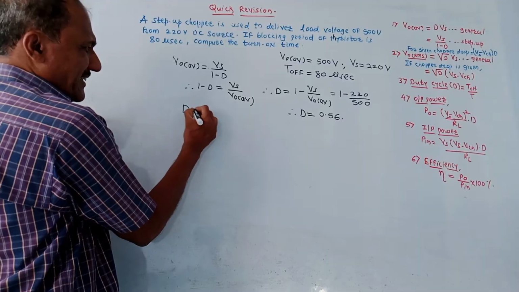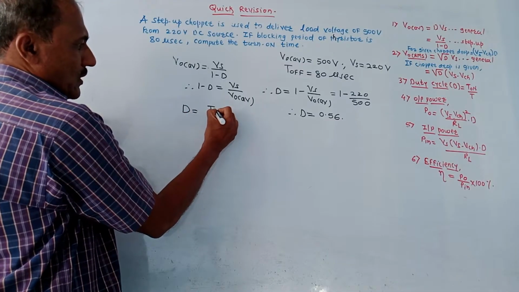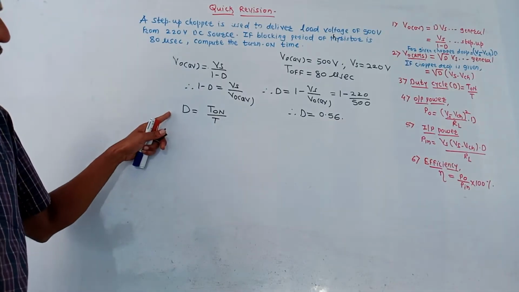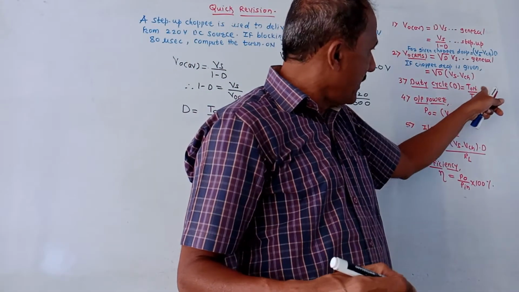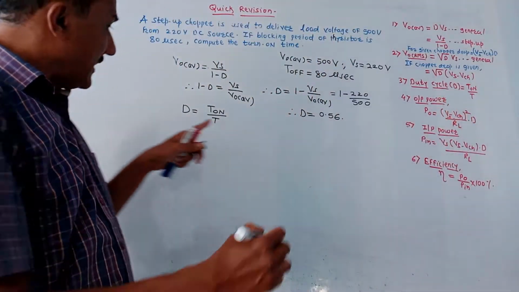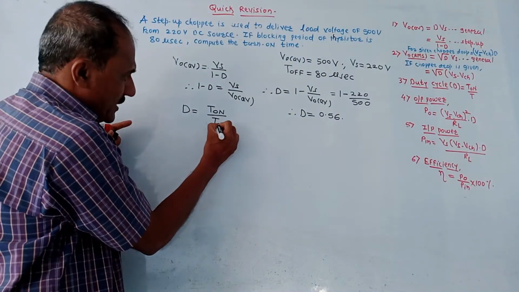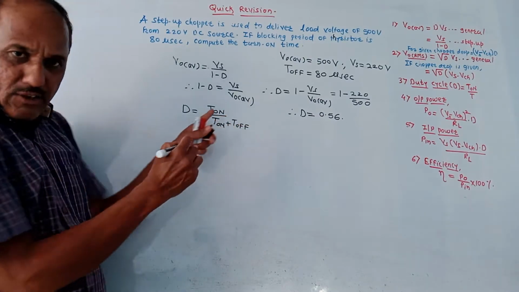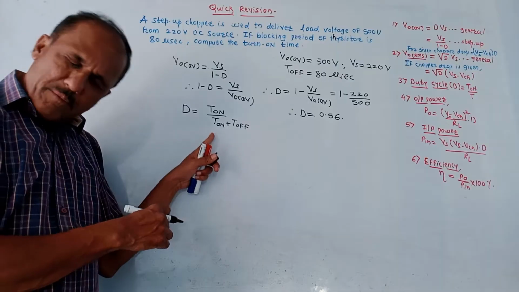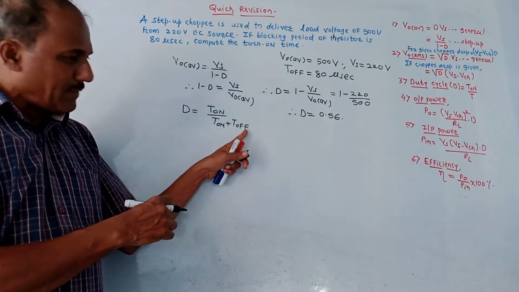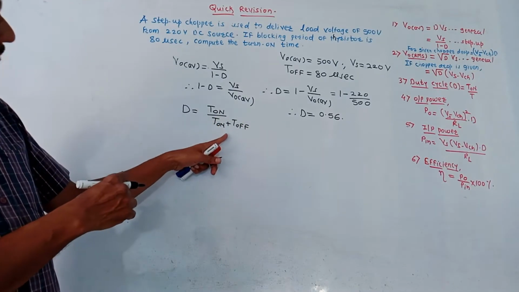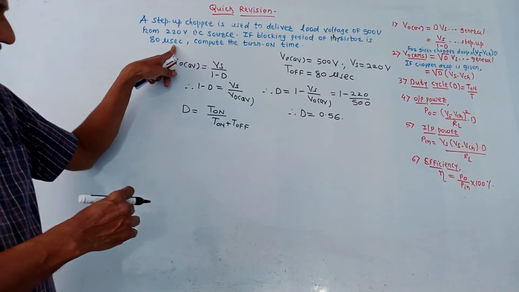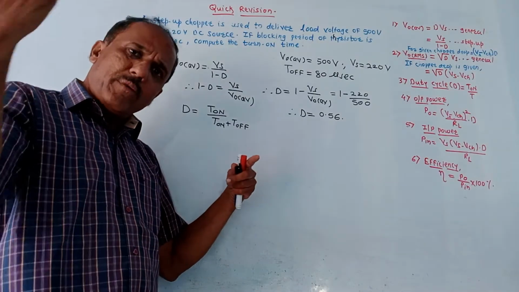Now make use of the generalized formula. D is equals to T on upon T. This is the generalized formula to calculate the duty cycle. This formula is available here. T on upon T, and we know that this T is total time period, which is on time period plus off time period. So first I wrote the general formula T on upon T. In place of T, then I have put the value T on plus T off. Out of this, the value of off time period is given, that is 80 microseconds. I will keep it as it is, so that answer will be again in microseconds.